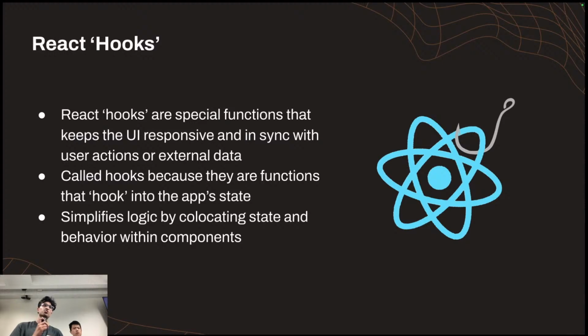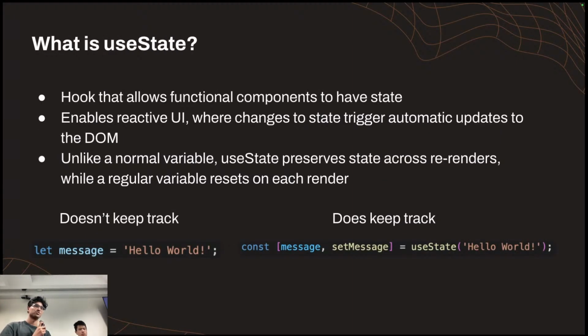Hooks. React hooks are basically special functions that keep the UI responsive and in sync with users' actions or external data. The reason they're called hooks is because they're functions that hook into the app state. It basically simplifies logic by co-locating the state and behavior within the same React component file. The main hook is useState. It allows functional components to have state, as the name suggests. It enables reactive UI where changes to state trigger automatic updates to the DOM.